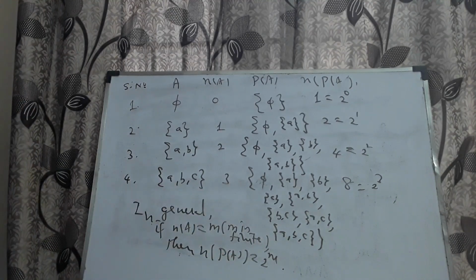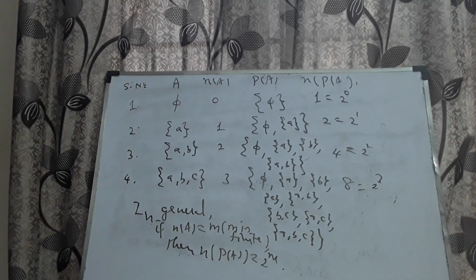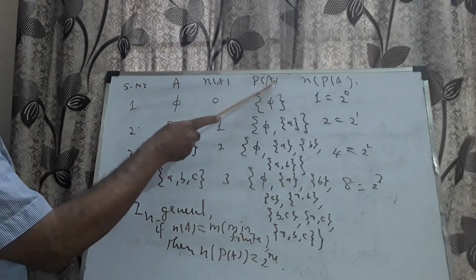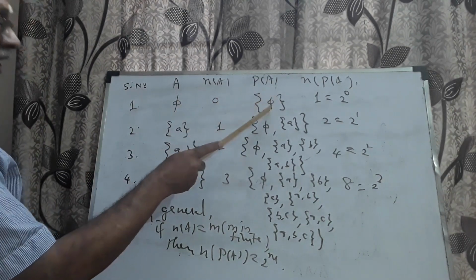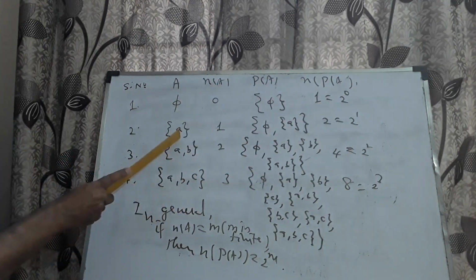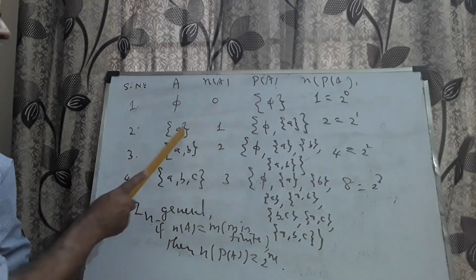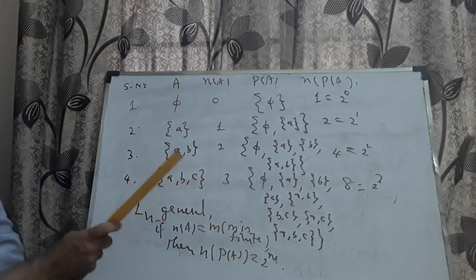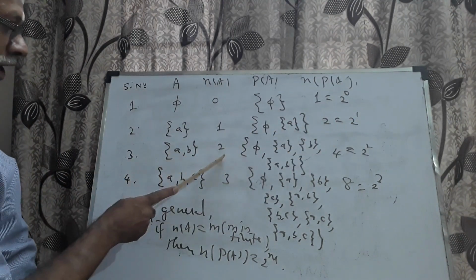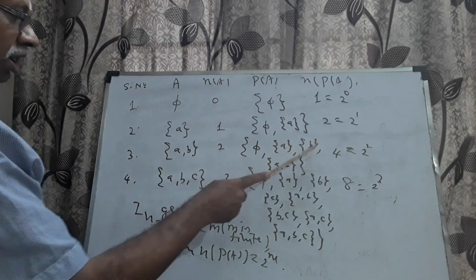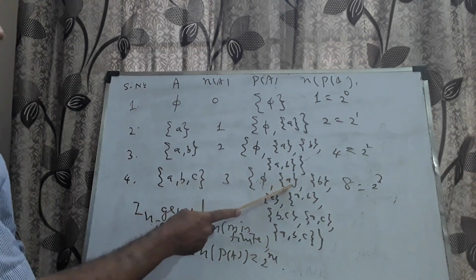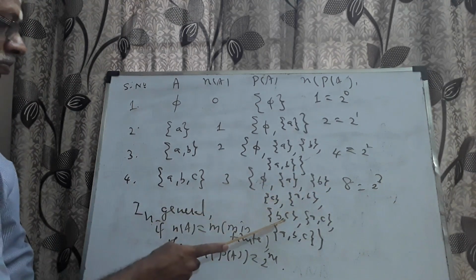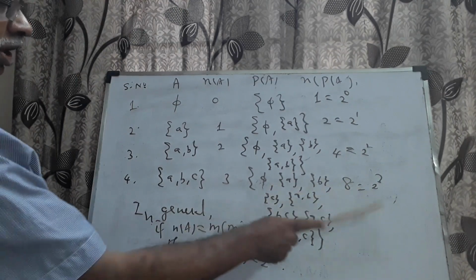Let me explain once again. I take A as the empty set. The number of elements here is 0. The power set contains all the subsets, and the empty set is contained here. There is one element, 2 power 0. Then for A, the power set is the empty set and the set containing A. There are 2 elements, 2 power 1. For A, B, the power set is the empty set, the set containing A, the set containing B, and the set containing A and B. There are 4 elements, 2 square. For A, B, C: the empty set, A, B, C, A and B, B and C, C and A, and A, B, C. There are 8 elements, 2 cube.